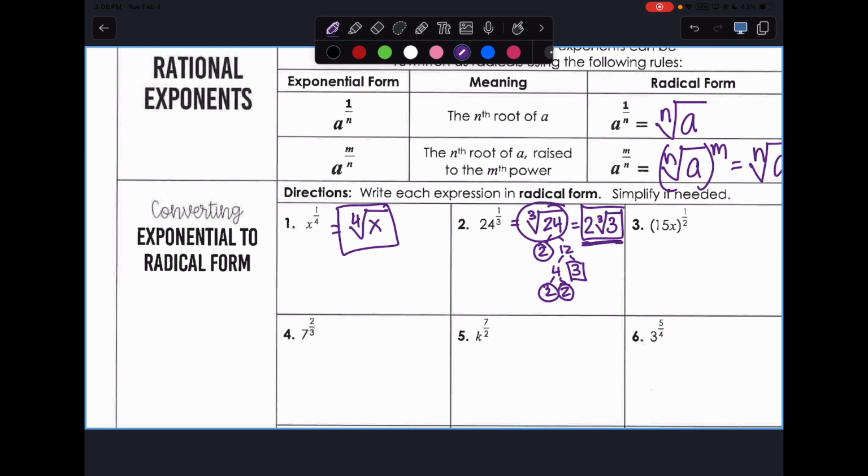Okay? All right. Know that I didn't pull out 8, I pulled out 2. Even though 2 times 2 times 2 is 8, I don't pull out the 8. Cube root of 8 is 2. So you only pull out the 2.